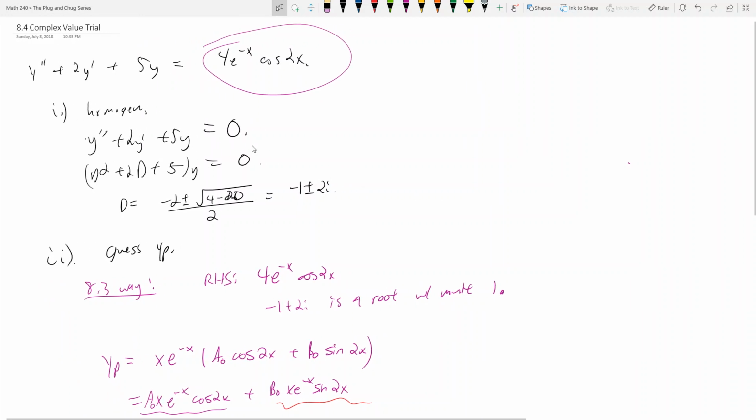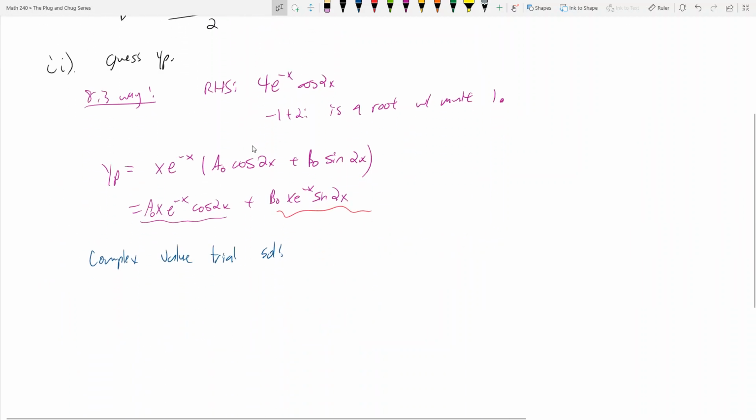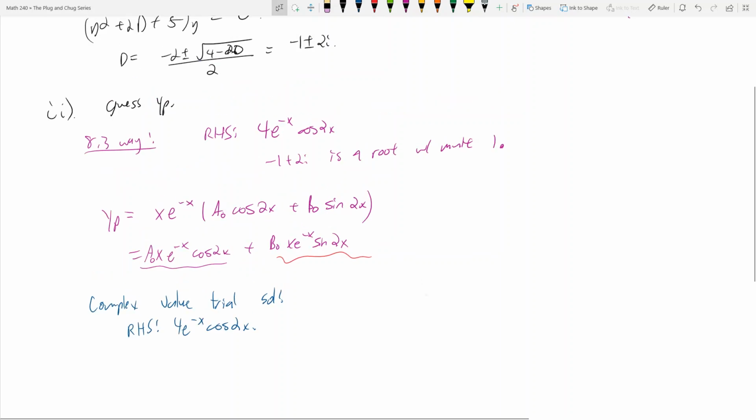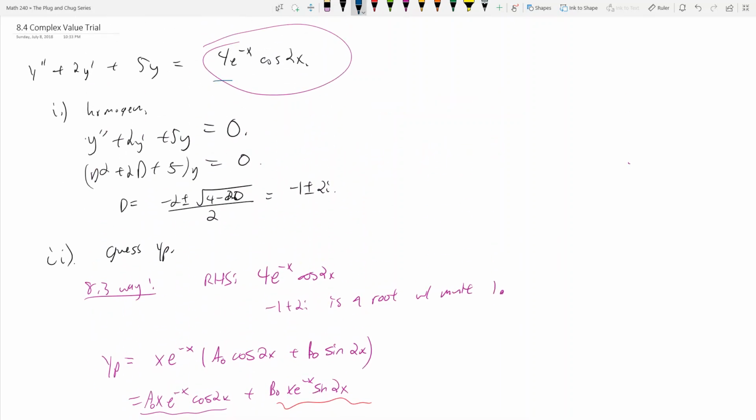So that's the title of this section, complex value trial solutions. It tells you the following. Remember, on the right-hand side we had 4e to the negative x cosine 2x, right? 4e to the negative x cosine 2x, okay, so right there.